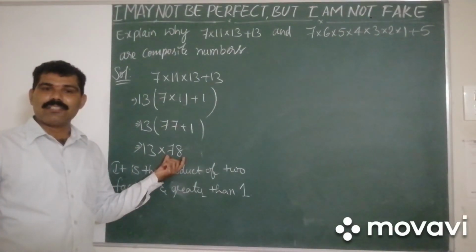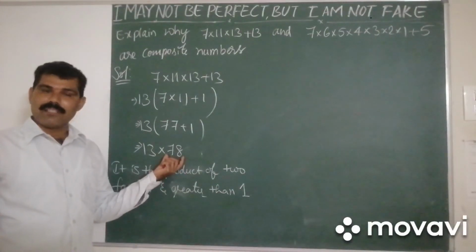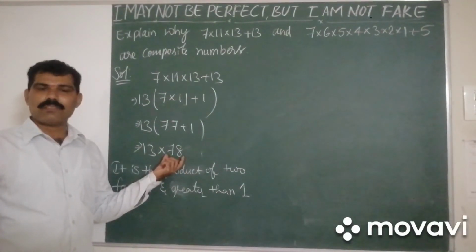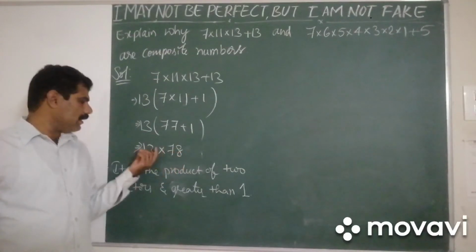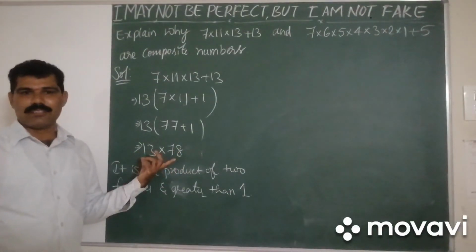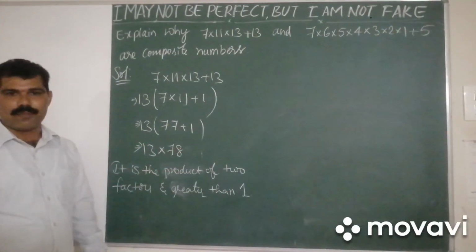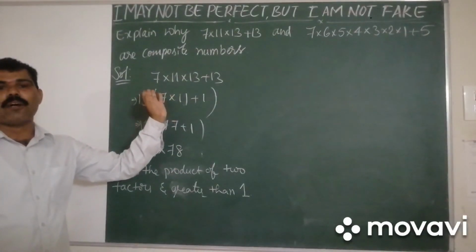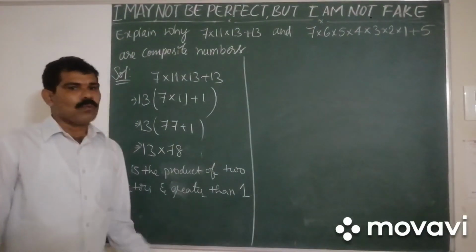Okay, say 78 is an even number. We can write this in terms of 2 into 39. So 2, 39 and 13. Here 3 we are having, isn't it? So 3 factors here itself we are getting. So this number is said to be a composite number. Okay. Now let us do another one.